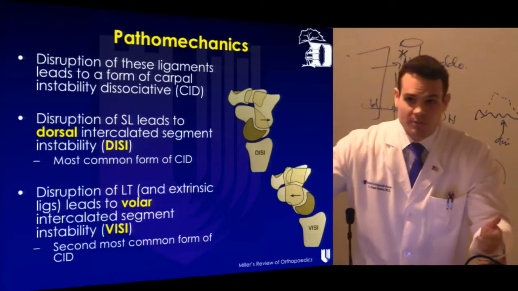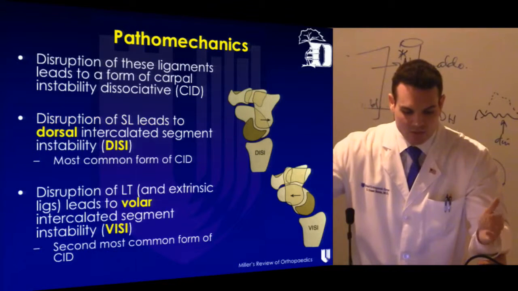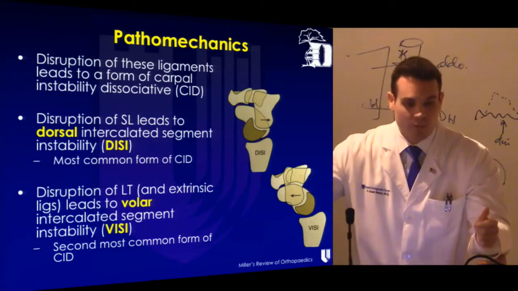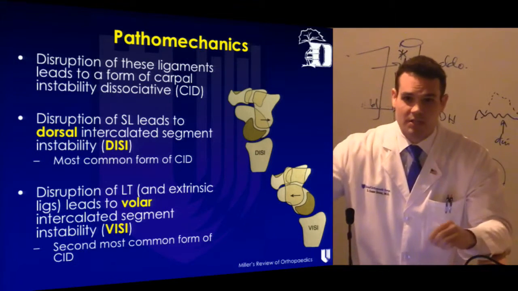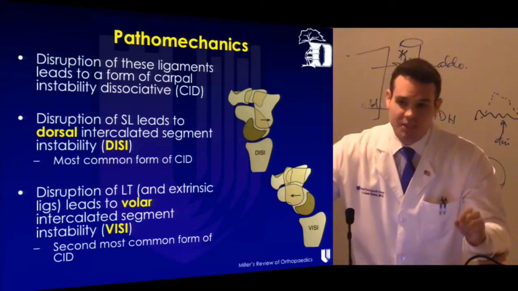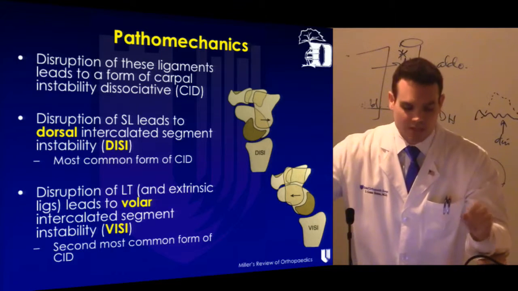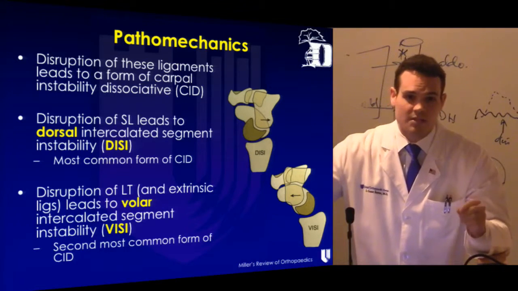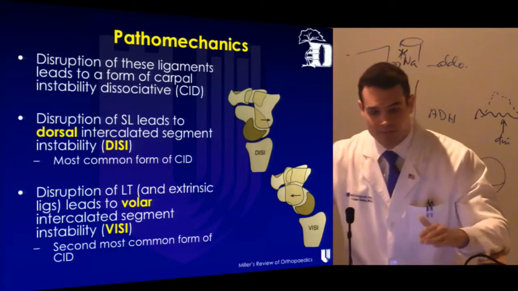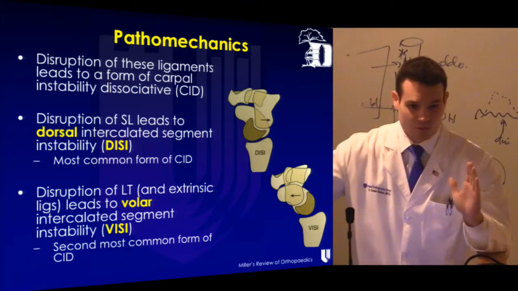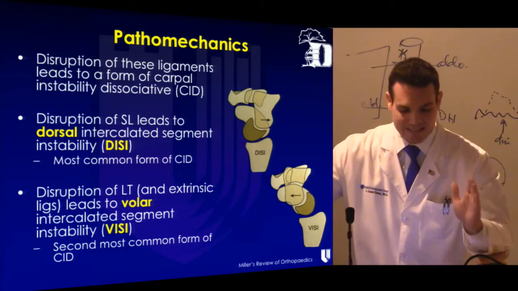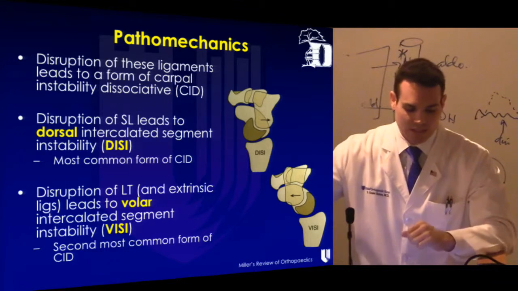So when these ligaments are disrupted is when you get the pathologic state. So disruption of the ligaments leads to a form of carpal instability dissociative. Dissociative meaning that the disruption is between carpal bones in the same row. So disruption of the SL ligament will lead to dorsal intercalated segment instability. That is, the lunate is now separated from the scaphoid, and while the scaphoid wants to flex, the lunate will extend or move dorsal. So it's in relation to the lunate, and that's how you get DISI. That's the most common form of CID.